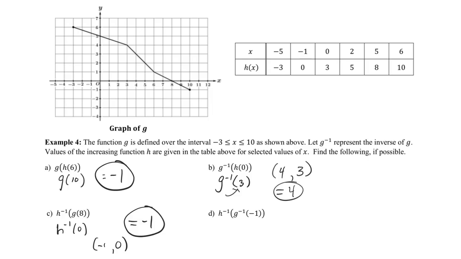Last but not least, everything is in inverse. So we have our first output, right? So -1. What was the input in the g function that would have given us a -1? So I come here, find -1, go find the graph. There it is. The input was 10. So now I have h -1 of 10. So now I have another output from the original function. I want the input. So I come up here to h. I find the output of 10, go to the input, and it was 6. So this one equals 6.